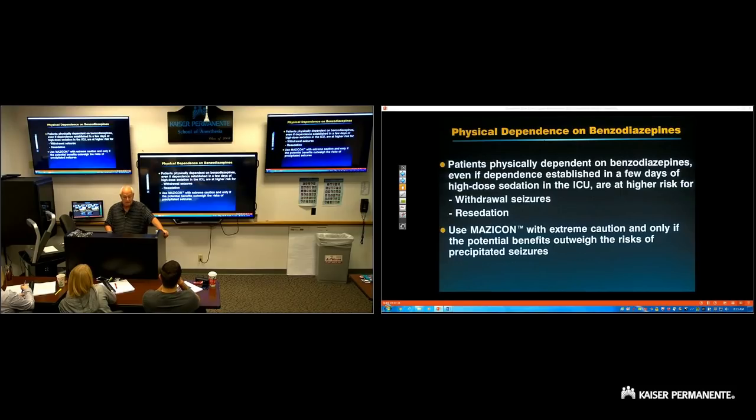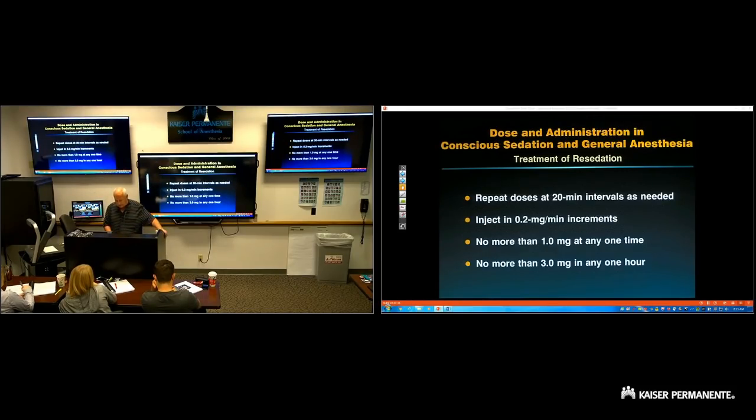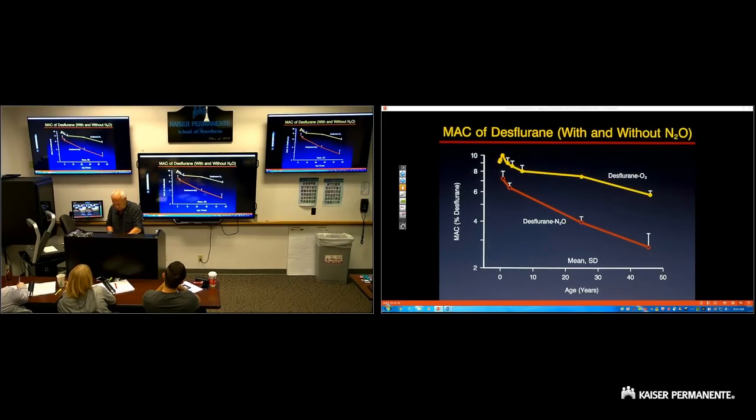Patients who are physically dependent on benzodiazepines, you don't want to reverse them. Somebody who's been on them for months and months and may have overdosed. Same is true of an opiate addict. You don't want to give them Narcan. You put them into withdrawal, and then that's not very pleasant. So again, repeat doses at 20-minute intervals if needed. Inject 0.2 milligrams per minute, no more than 1 milligram at any one time. That's it.